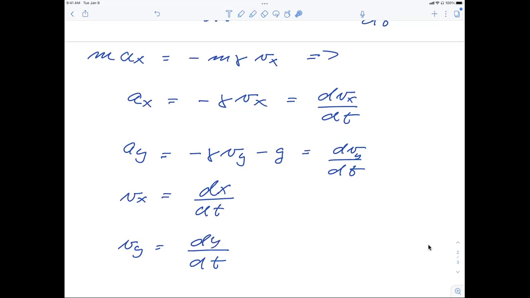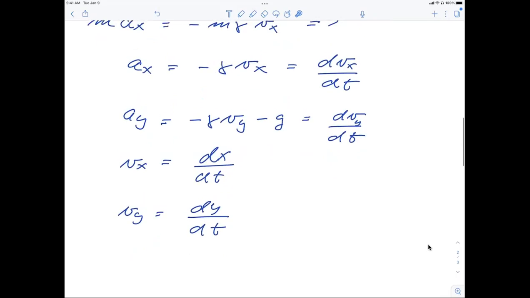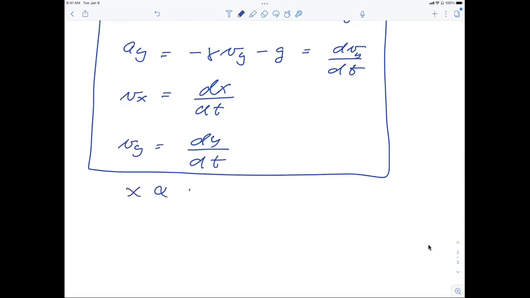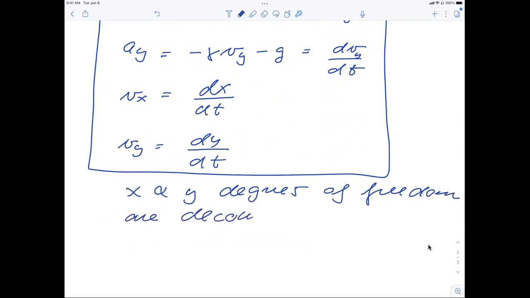So these are coupled differential equations, but in this specific case, the x and the y degrees of freedom are decoupled. Normally, that's a very strong hint that if we can find the right trick, we will be able to find an analytical solution. So this often leads to possible analytical solutions.